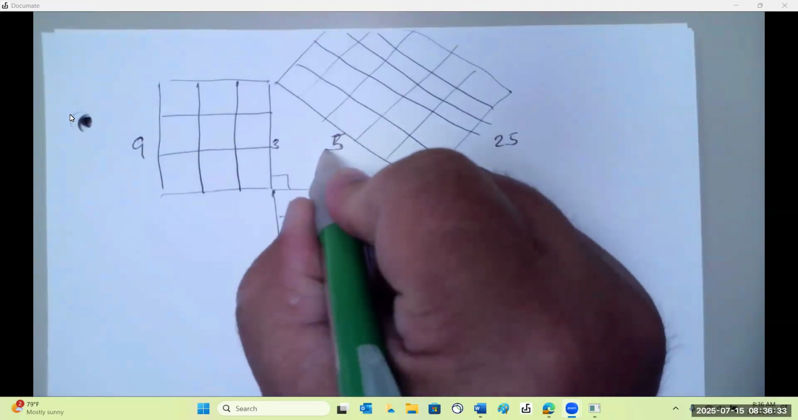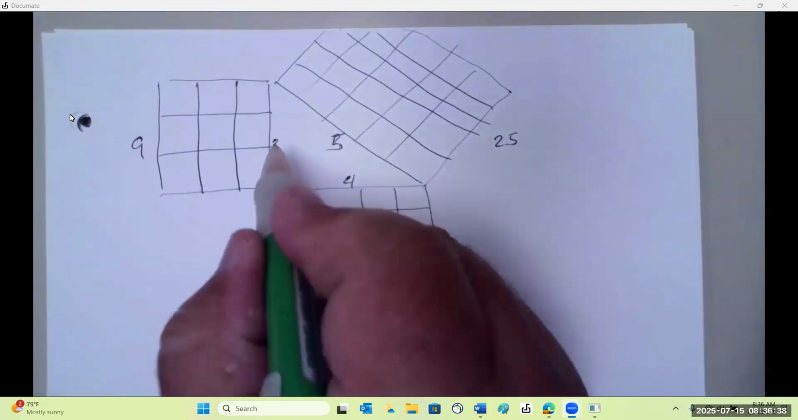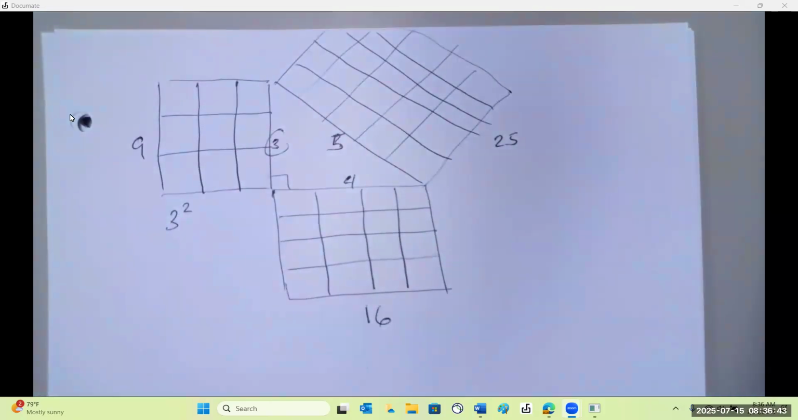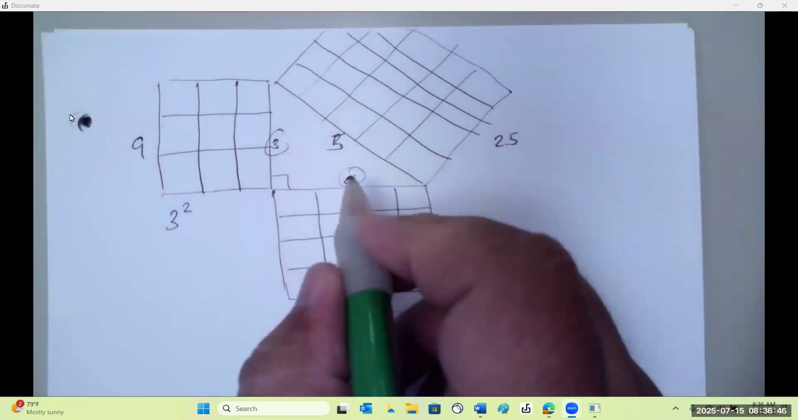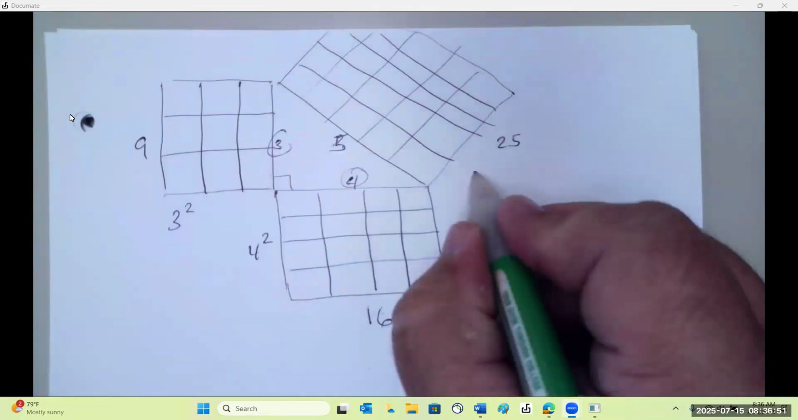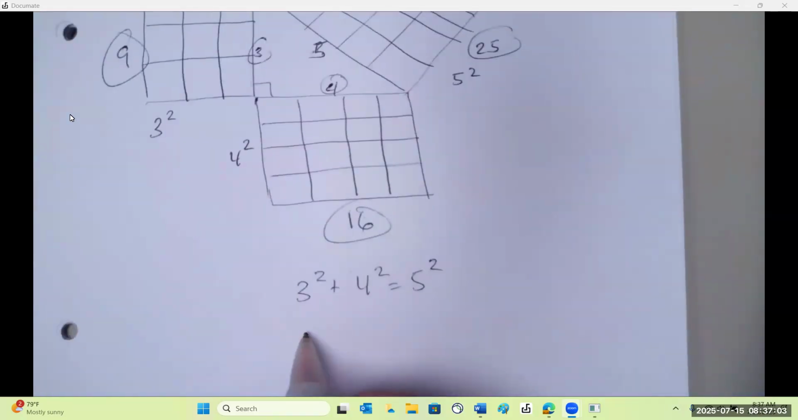So this was 5. This is how he figured it out. If I had 3 on this side, this is 3 times 3, so it's 3 squared. I have 4 here, so that's 4 squared. And this is 5 times 5, this is 5 squared. If I take this plus this, I get this. So that's what he figured out, that it always works. No matter what numbers you put inside there, that's always going to work.